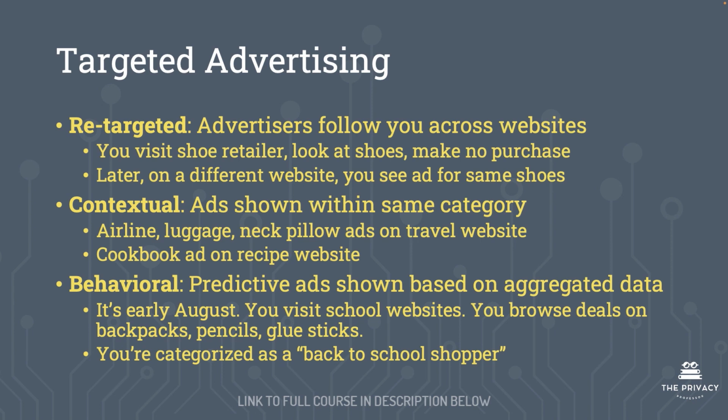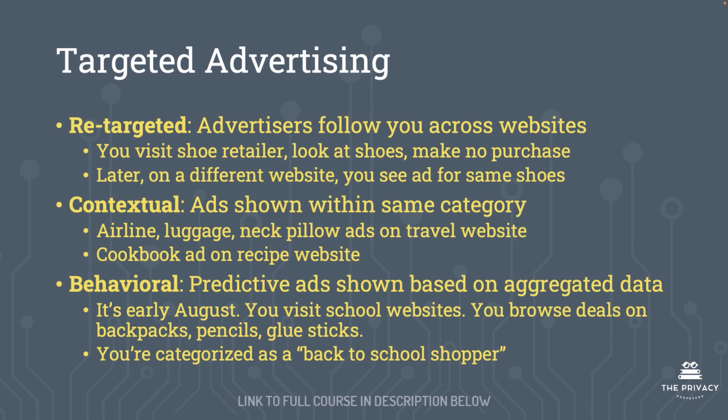With contextual advertising, ads are shown within the same category. For example, you're looking to buy airline tickets, and while you're on a website looking for airline tickets, you also see ads related to luggage and neck pillows and so forth. A similar situation would be that you're looking for recipes online, and while you're looking at different recipes, you see advertising for cookbooks or for different types of kitchen appliances. This is contextual because in the travel case, you're seeing travel-related ads. In the recipe case, you're seeing things related to cooking.